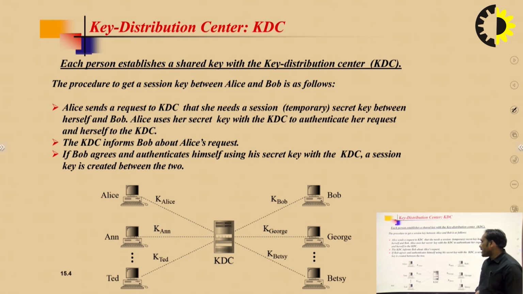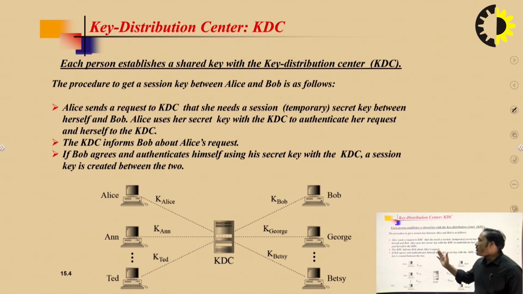Now in the second part, you can see that Alice and Bob want to communicate with each other by using the KDC, the key distribution center. The KDC plays an intermediate role between Alice and Bob. Alice does not communicate directly with Bob, and Bob does not communicate directly with Alice. Alice sends a request to the KDC because she wants to communicate with Bob. The KDC sends the request to Bob, and Bob accepts it. Then there is a link between Alice and Bob through which they can communicate with each other.